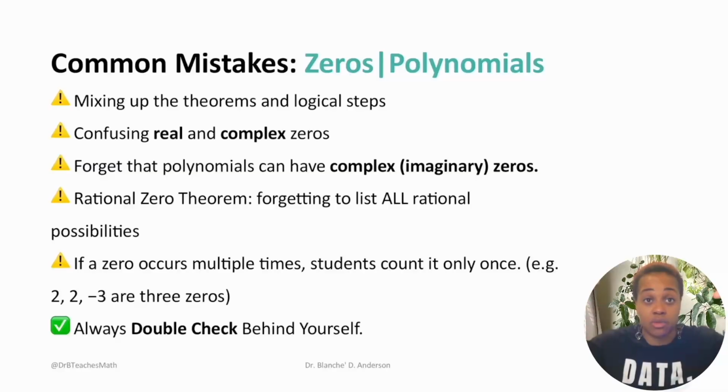Or, matter of fact, start with Descartes' Rule of Signs. How many positive real zeros do I have? How many negative real zeros do I have? Boom. What's the possible list? Here's your list. Choose from the list. And then you just start working your way through till you find all of the zeros.